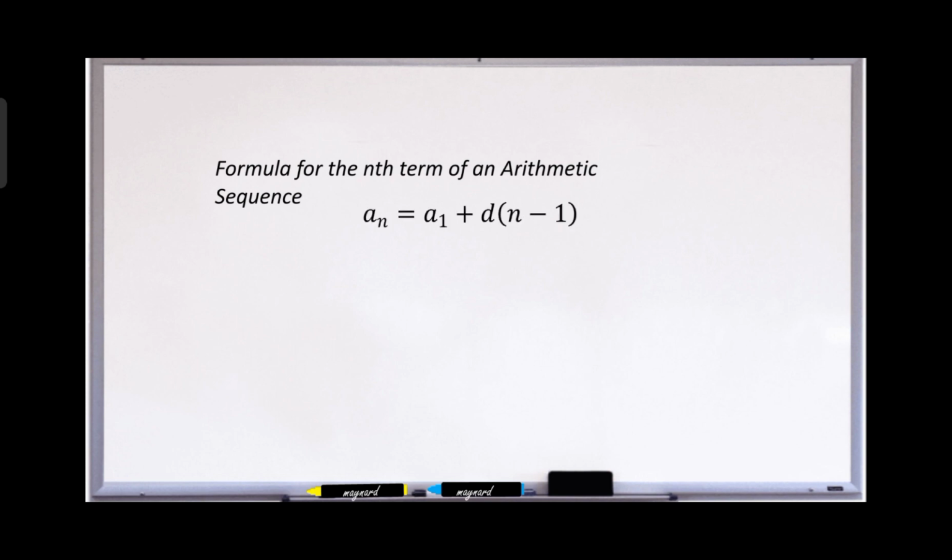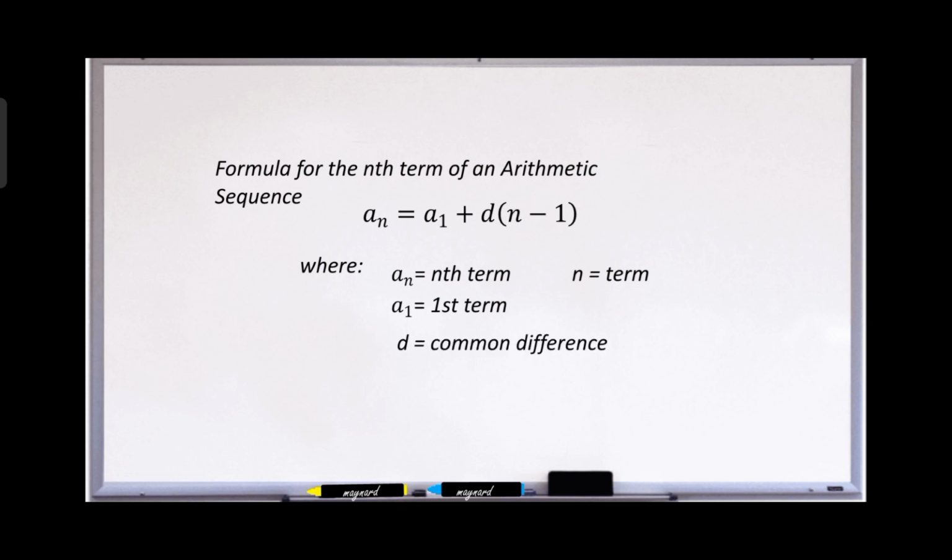So, the formula is given as a sub n is equal to a sub 1 plus d times the quantity of n minus 1. Wherein a sub n is the nth term. Okay, so n is the term number, which tells which term is being referred to, a sub 1 is the first term, and d is the common difference.